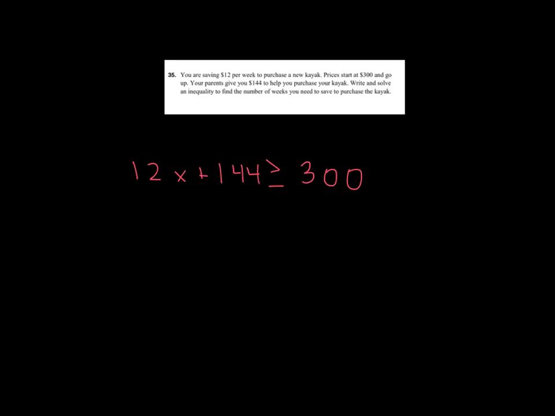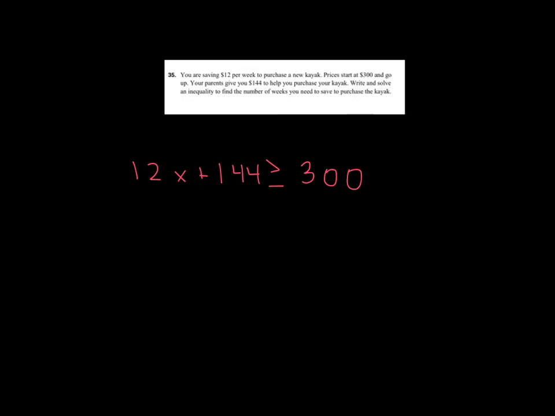Okay, so let's look at what we've got. This represents the $12 per week that I'm saving, plus the $144 that my parents gave me. And then prices start at $300 and go up. So that's why it's equal to and also greater than. Okay? So now what we're going to do is solve, because it asks me to find the number of weeks that you need to save in order to purchase the kayak.